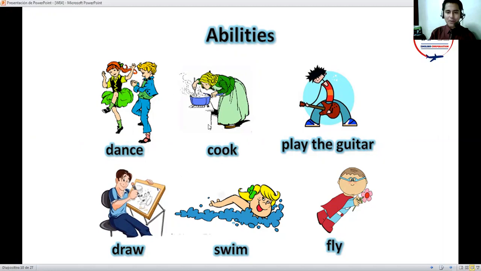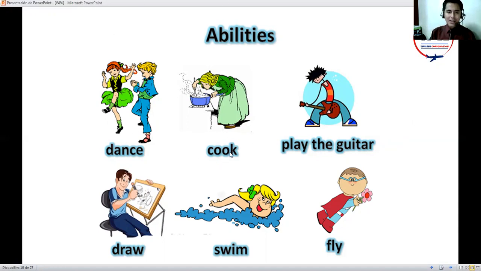Okay, now what are we going to do? We are going to listen and we are going to repeat, okay? Listen and repeat. Abilities. Dance, cook, play the guitar, draw, swim, fly. For example, I imagine that some of you can cook, no?